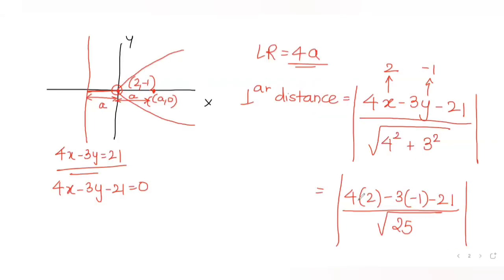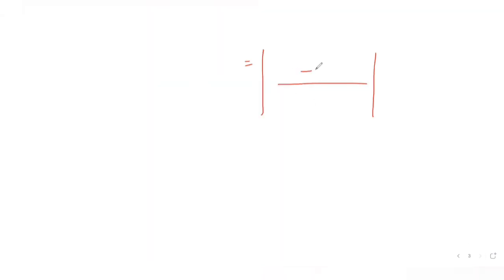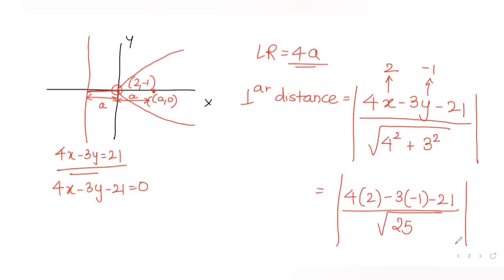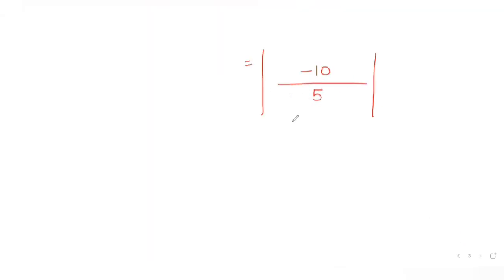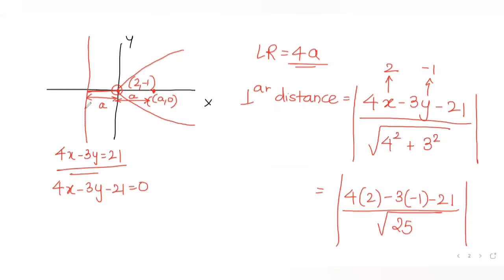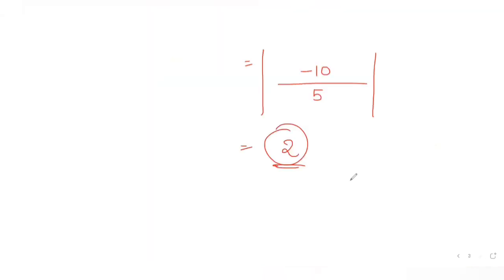Further, the perpendicular distance is 4 into 2, which is 8, minus 3 into minus 1, which is plus 3. So 8 plus 3 is 11, and 11 minus 21 is minus 10, divided by the square root of 25, which is 5. Mod of anything we know is always positive. So the distance comes out to be 2. And that distance is nothing but this distance a. So I get the value of a.